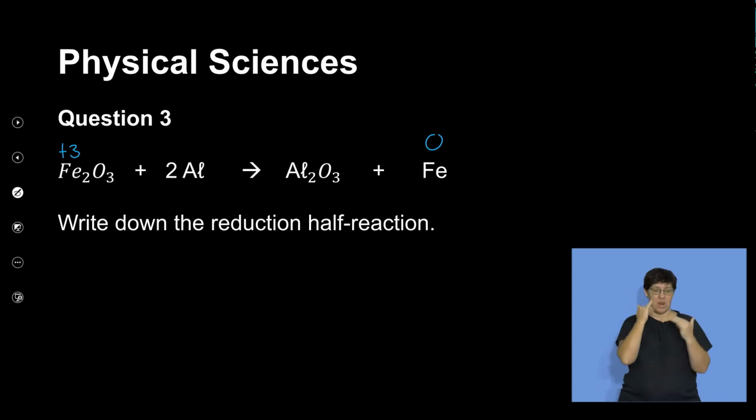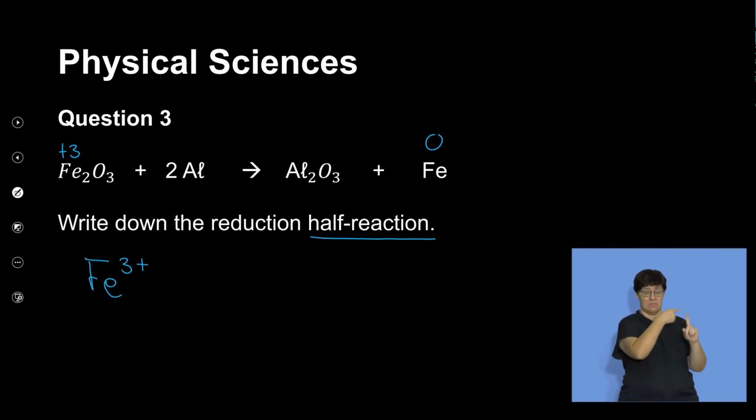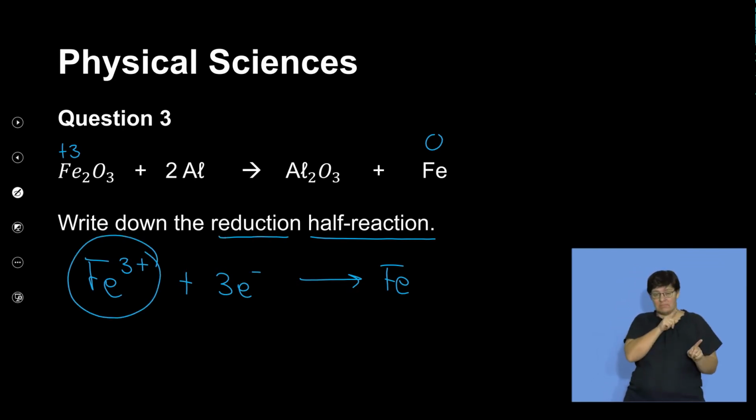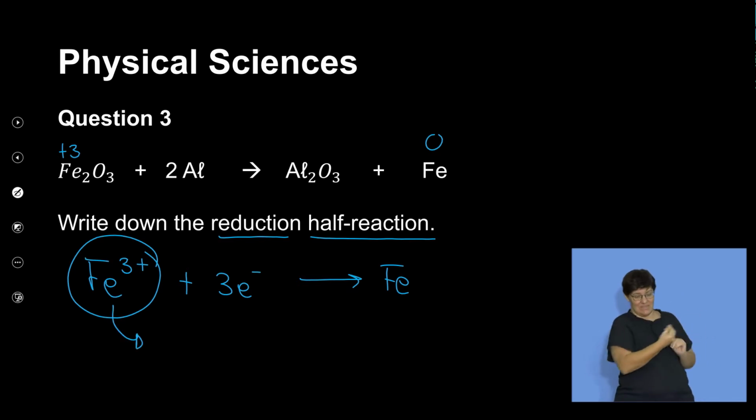So how do we represent that in terms of the half reaction? We are saying that Fe3+ plus 3 electrons gives us Fe. All right? So what has happened to the Fe3+? The Fe3+ ion is the one that undergoes reduction, or the gain of electrons. So what name do we give to the substance that undergoes reduction? We call it an oxidizing agent.